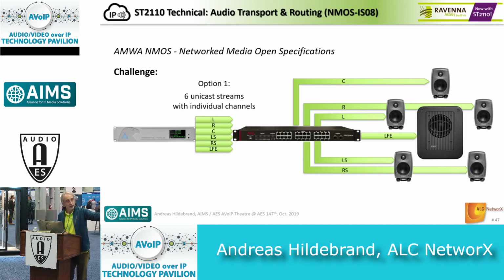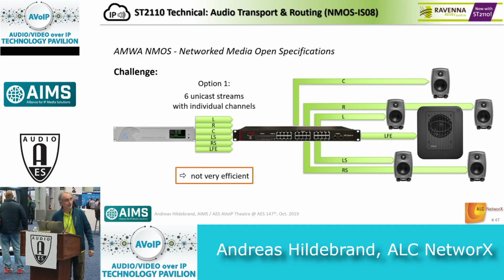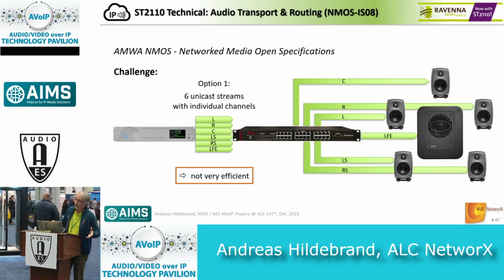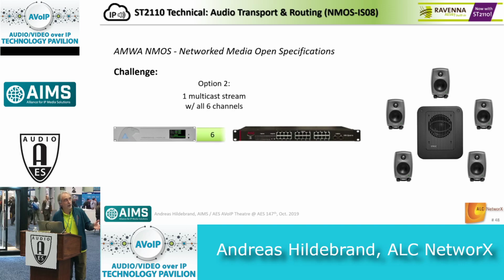So the switch would pass on the unicast streams according to the unicast addresses to the individual devices on the network. That's not very efficient because it's 6 unicast streams on a network, 6 times protocol overhead, whatever, and you have to make 6 times the connections. So what other options do I have? Option 2 is we are sending out a multicast stream from the device with all the 6 channels in it.